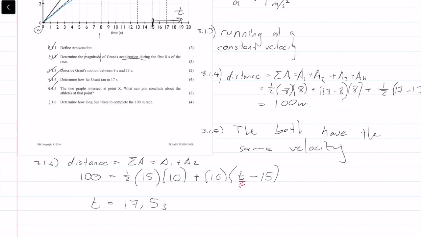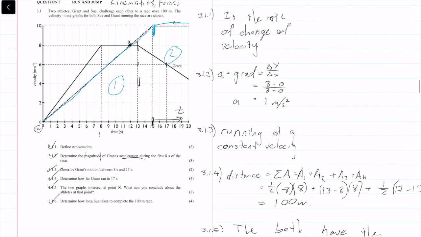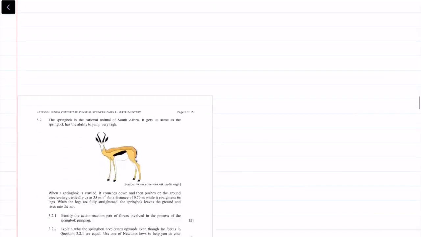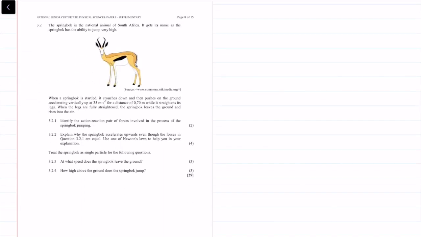Okay, so she actually loses the race. So she would reach 100 meters somewhere here. Okay, and that's the end of that question. So we move on to 3.2.